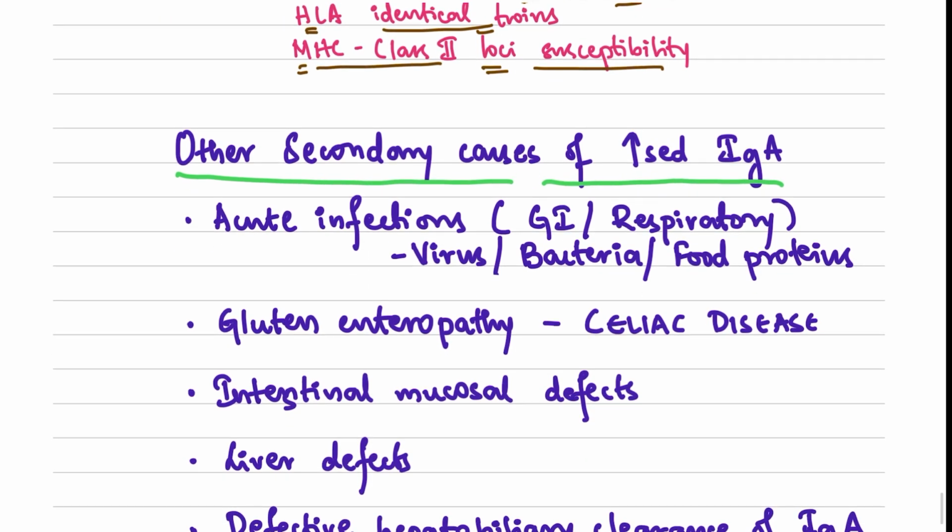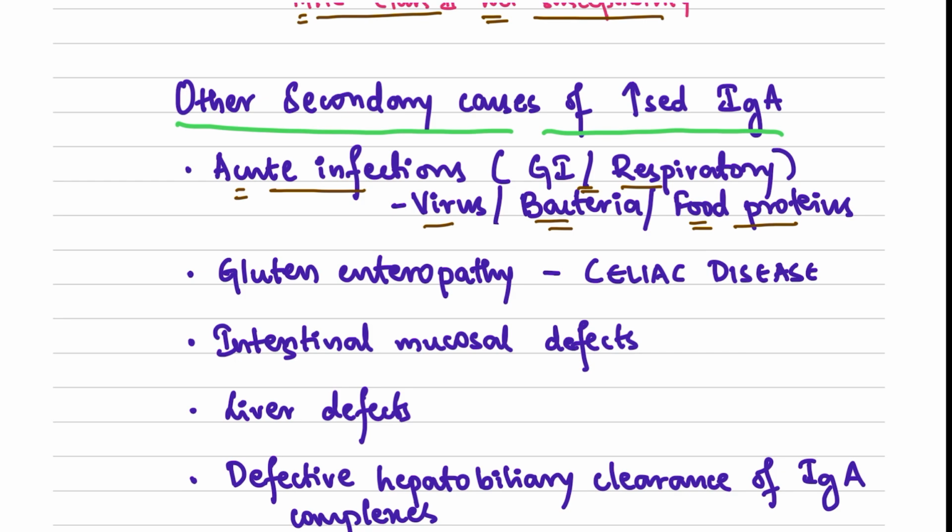We have the most common, that is acute infection following GI or respiratory, but it can be caused by virus, bacteria, or it may be an autoimmune response to food proteins. These acute infections lead to elevated levels of immunoglobulin A, which will go and deposit in the glomeruli.